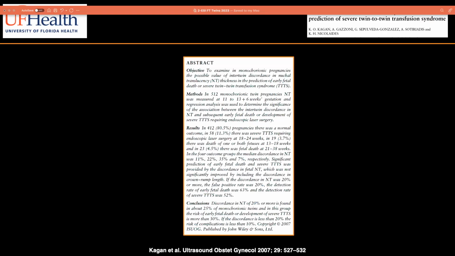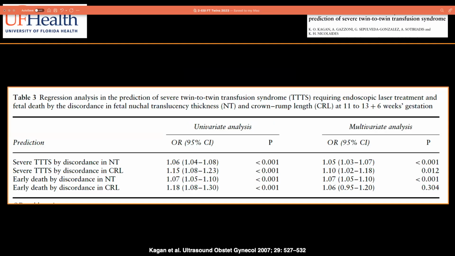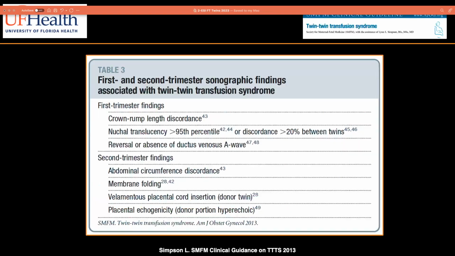Now, in trying to look at nuchal translucency for TTTS, this was a report from Kagan in the White Journal in 2007 as to the importance of NT discordance of more than 20%. And again, from that same study, looking at outcome, when you have discordance in NT or in CRL, there's a statistically significant difference in severe TTTS or early fetal demise. So this is very important to keep in mind as you are getting different measurements on these twins.